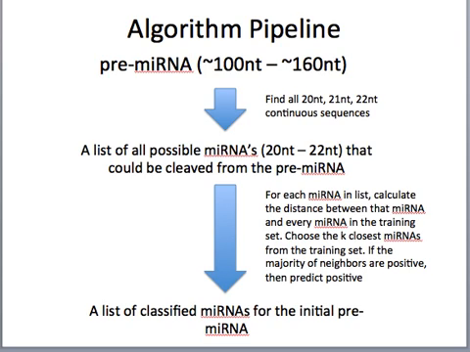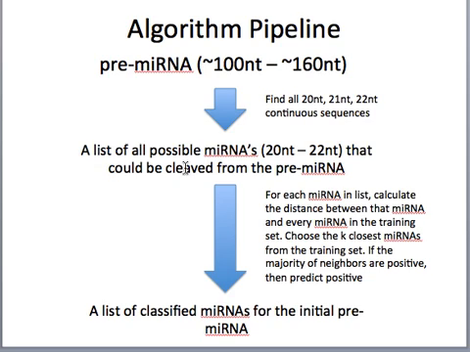The basic outline for k-nearest neighbors in this case is that we start with a pre-microRNA, which is about 100 to 160 nucleotides. We then have a function which finds all 20, 21, and 22 nucleotide continuous sequences in there. Pretty much it just looks at every 20 nucleotide continuous sequence in there that could possibly happen. It lists them all, and it does that for 21 and 22 as well.